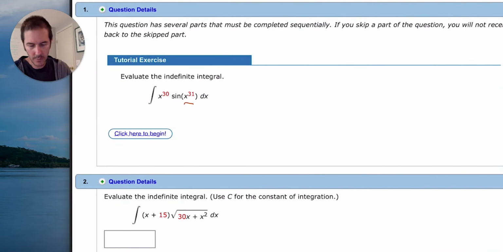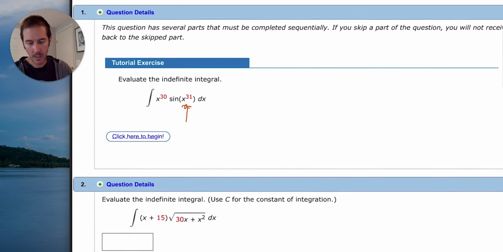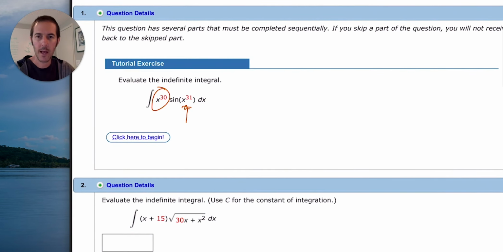Notice that the derivative of this inside function, inside of my sine function, is x to the 31st, and if I took the derivative of x to the 31st, I would have an expression that has something with an x to the 30th in it. And my integrand has an x to the 30th in it. So this integral is a good candidate for the use of the substitution rule or process.